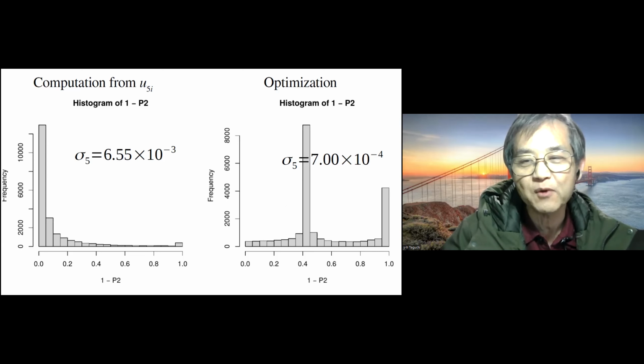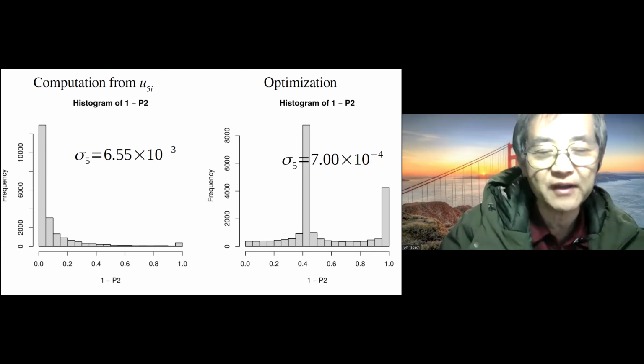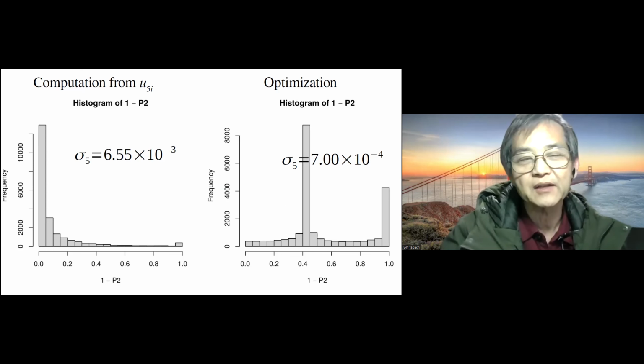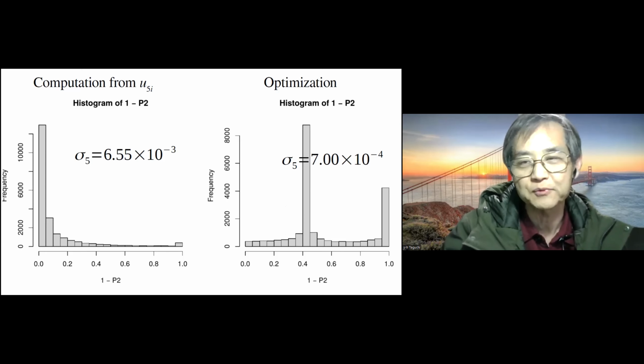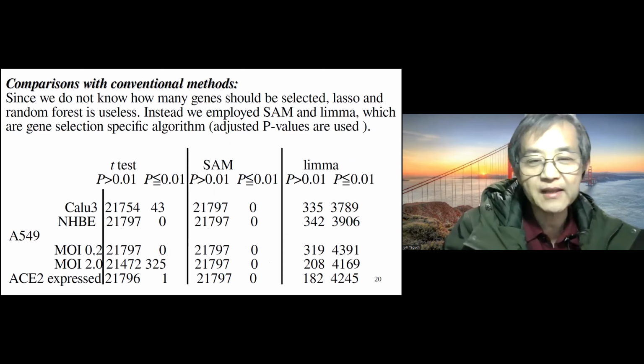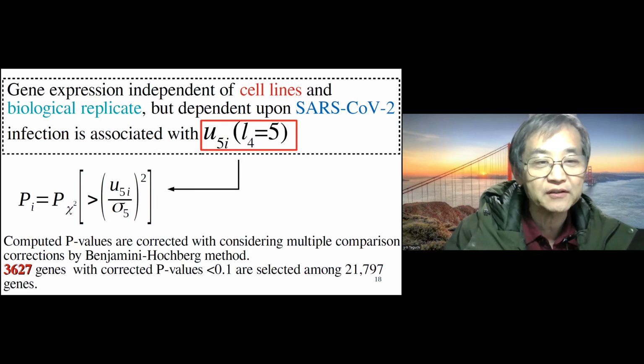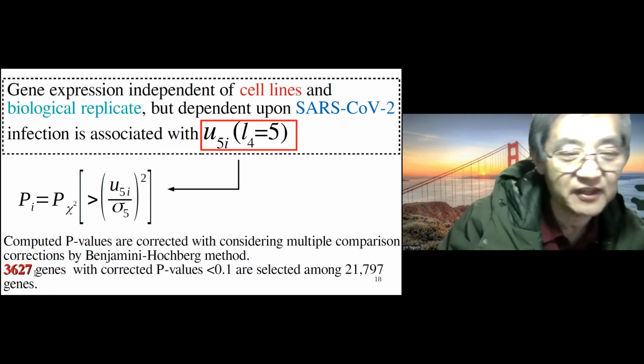So this is small p, and this part can be regarded as outliers, and it should be selected, which is consistent with infection of SARS-CoV-2. Then we can select by this criterion: if we compute p-values and correct them, and select genes whose corrected p-values are below 0.1, we can select 3067 genes.